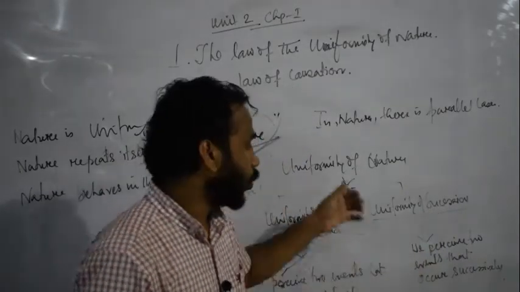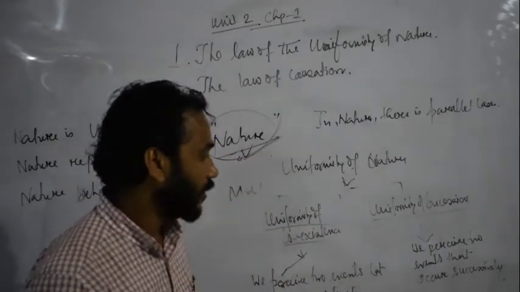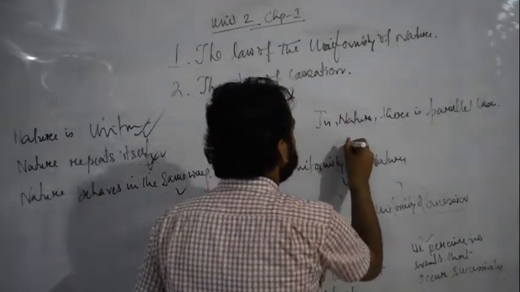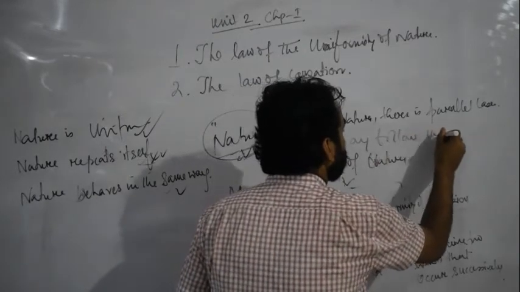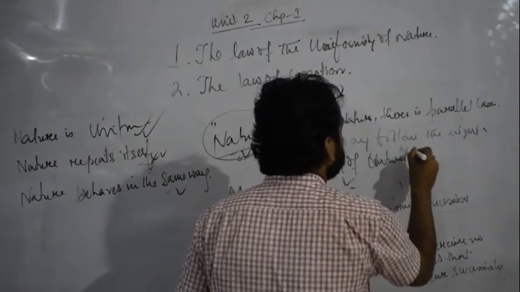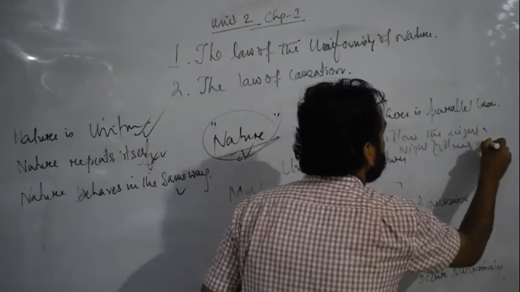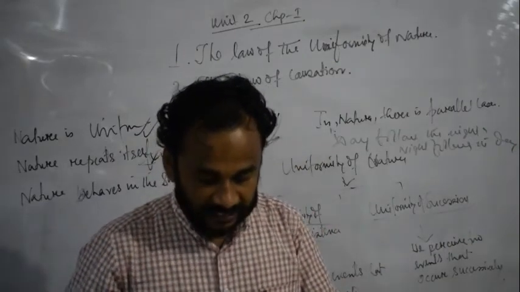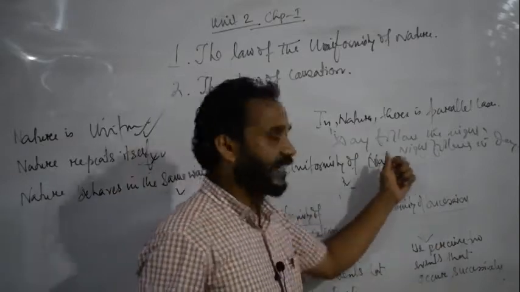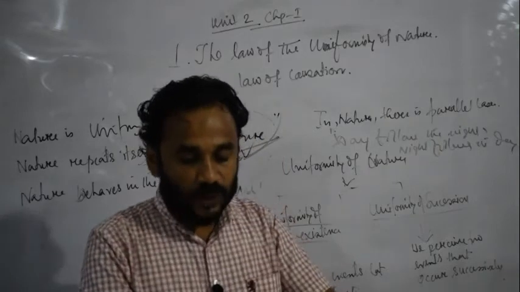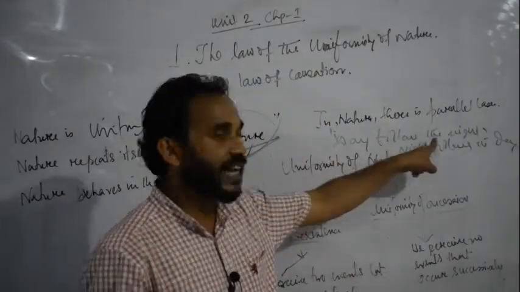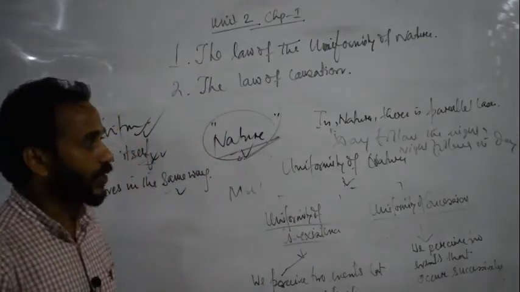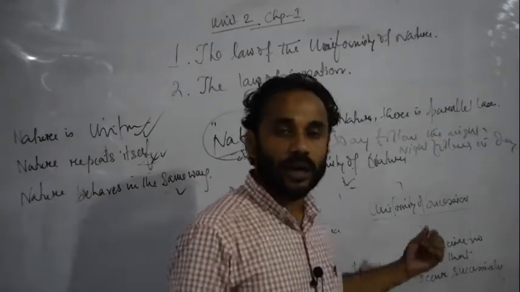Uniformity of succession means when we perceive two events that occur successively. For example, day follows the night and the night follows the day. This is the example of uniformity of succession. So day follows night and night follows day. Here day follows night expresses uniformity of succession, and night also succeeds day regularly or uniformly.